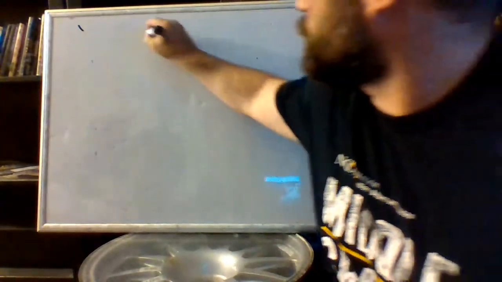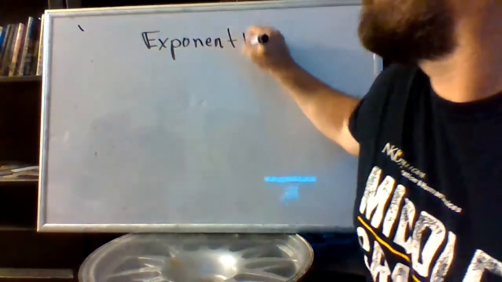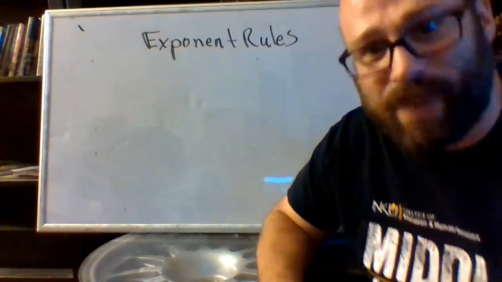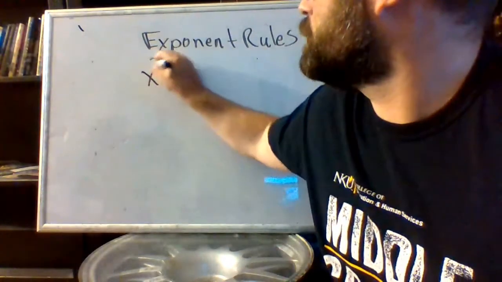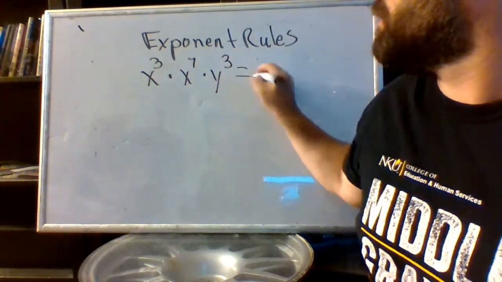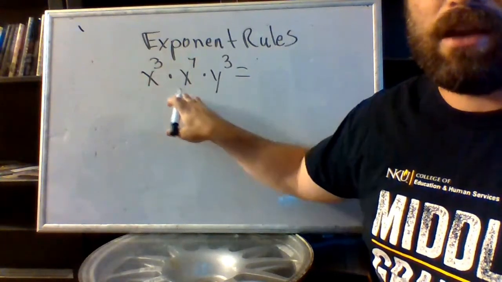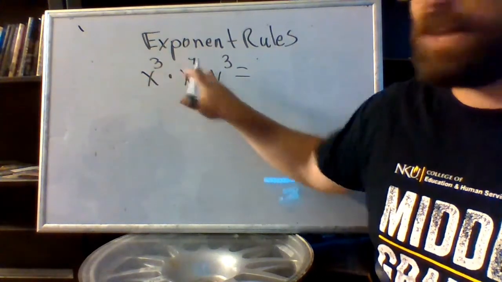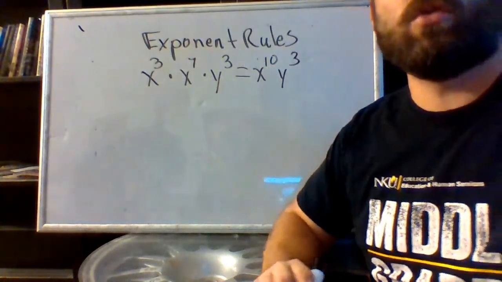So, exponent rules. Our first exponent rule, remember, if they have the same base and you're multiplying them, you add the exponents. So if we have x cubed times x to the seventh times y to the third, the only thing we can multiply and add exponents for is the x's. So x cubed times x to the seventh, we add those exponents, 3 plus 7, that is x to the 10th, and then y cubed. So that's all we can do for that.